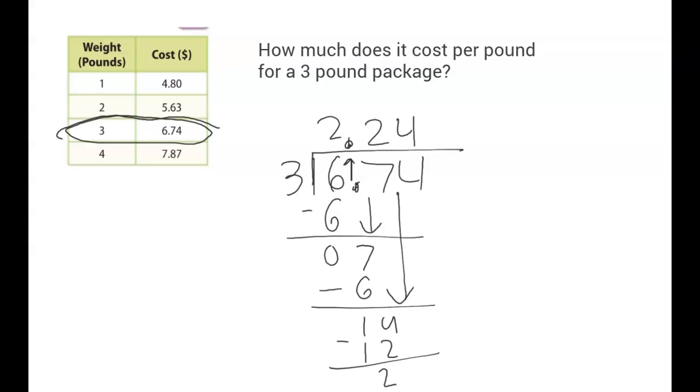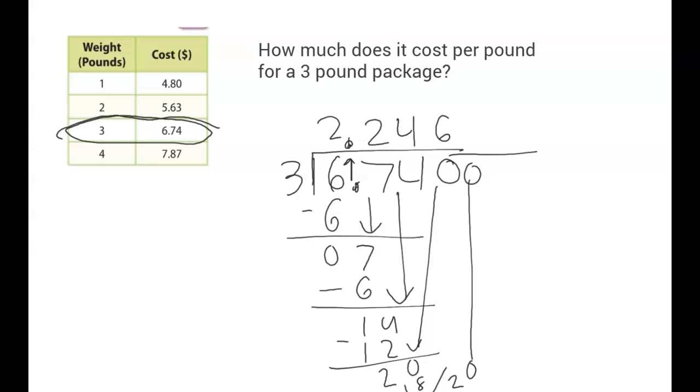Now I'm going to go ahead and annex and add a 0 to bring down. 3 goes into 20. That's going to be 6 times. 3 times 6 is 18. I'm going to subtract and I'm going to get a 2. I'm going to annex another 0 to bring down. And 3 is going to go into 20 6 times. I'm going to get an 18, subtract, and I'm going to get a 2.